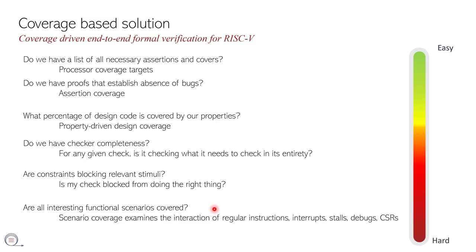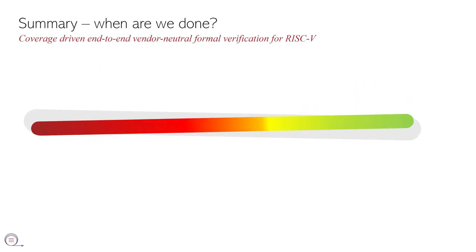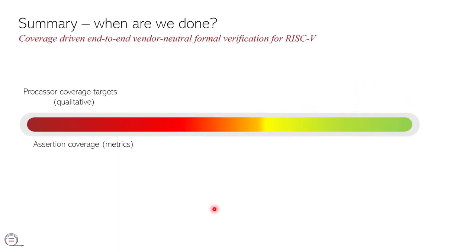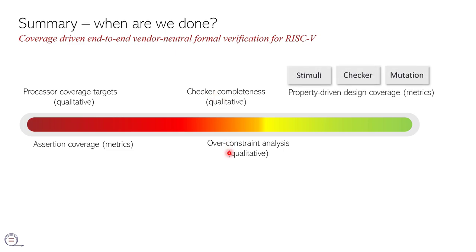Now, what does this do for us for coverage? What I believe is that there is a combination of qualitative and metrics going on in here. With processor coverage targets, you can look at them and understand the quality of your targets. Assertion coverage will give you a count of pass and fail. This is a little bit qualitative. We know or don't know, but to a subjective level, whether a checker is complete or not. There's not necessarily a way right now to obtain a metric. Same with constraint coverage, both are very important though. But property-driven design coverage will get you metrics.